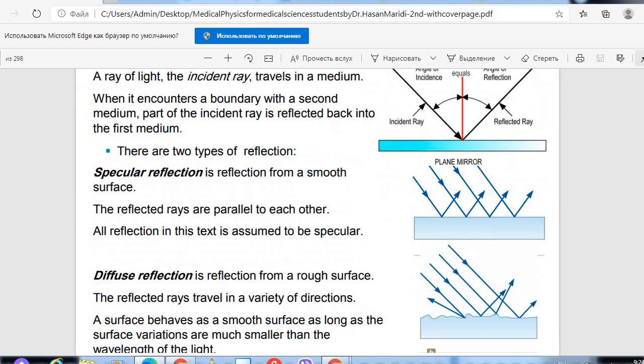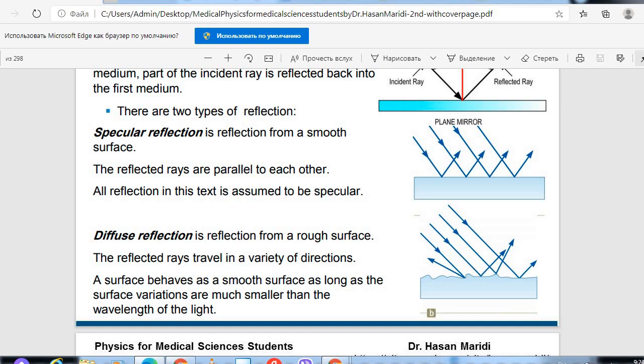And diffuse reflection is a much more complicated case of reflection. It's a reflection from a rough surface. The reflected rays travel in a variety of directions, so they have a very complicated, not smooth surface. It's a rough surface. And this picture shows that the reflected rays travel in a variety of directions.